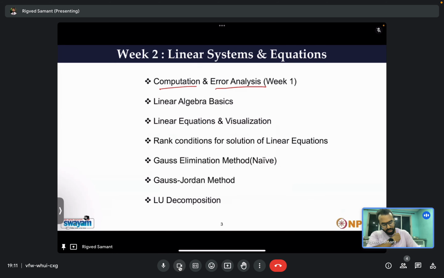In week 1, on computation and error analysis, first we started with the Heron algorithm. Then we saw what a relative error is and what an absolute error is, and how they creep in. Last week we discussed this elaborately. After that, we saw floating point representation for both binary and decimal. We also saw different techniques: direct methods, iterative methods, and some sequential methods.